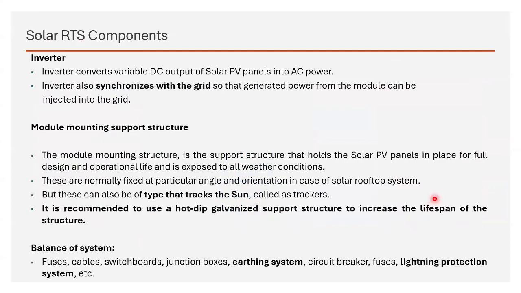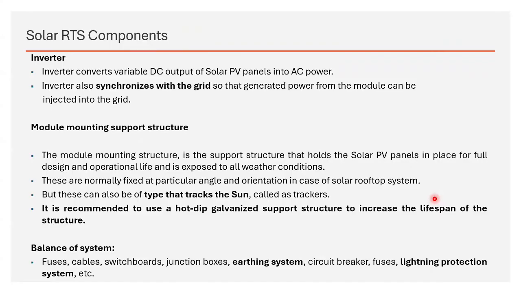Now, the other components, the most important is the solar inverter. As we know the term inverter, it converts the variable DC output of a solar PV panel to AC power. Why is it a variable DC output? Because the output varies with the availability of sun. Now, the most important feature of this inverter is it always synchronizes with the grid. So what is synchronization? We will be going through this in further slides. That is, the voltage, frequency and phase sequence of this inverter output has to be matched with that of the utility power. Why it is important, we will be covering in further slides.